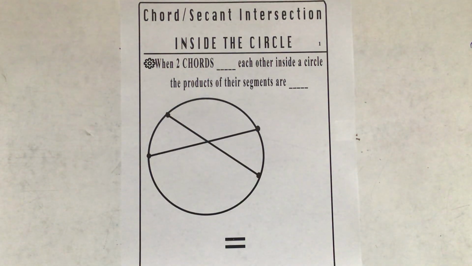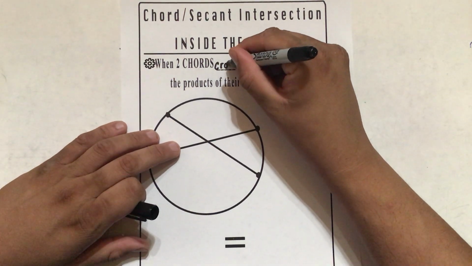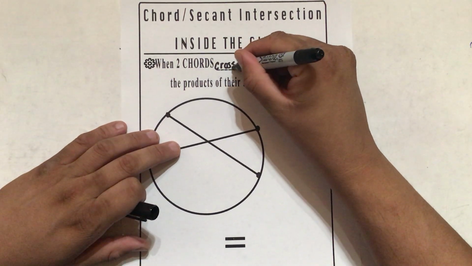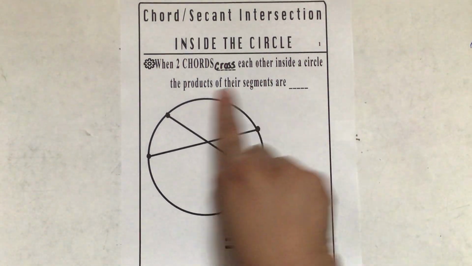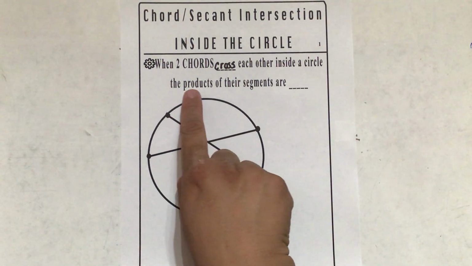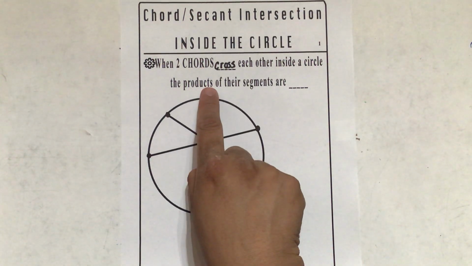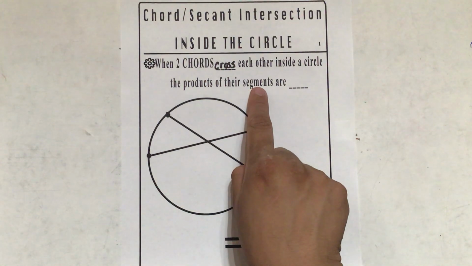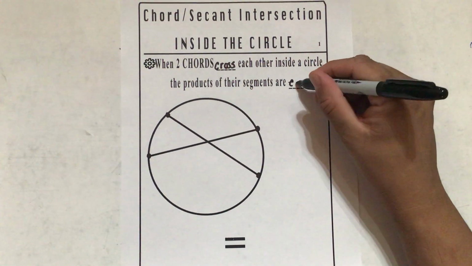So the theorem here says when two chords cross each other inside a circle, the products, or the answer to a multiplication problem, of their segments are equal.